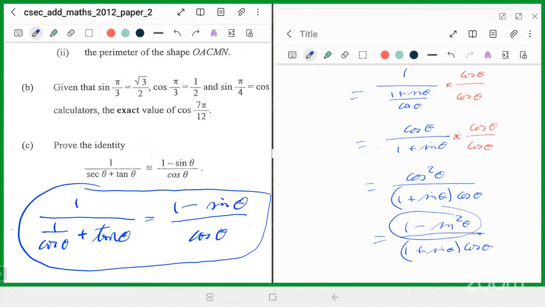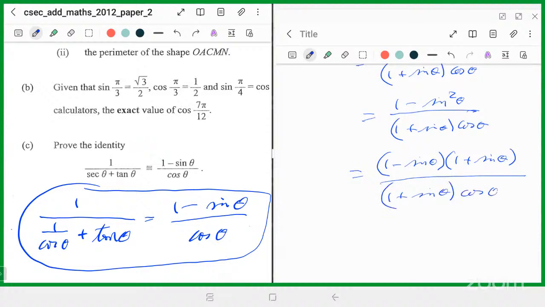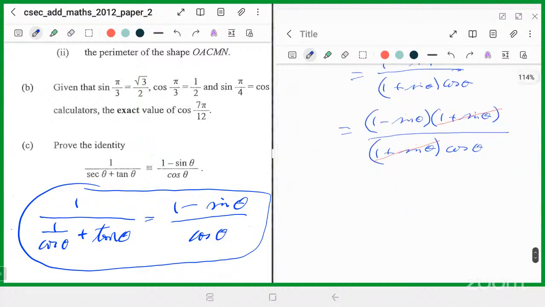And then this thing, we write out the difference of two squares. It becomes 1 minus sine theta times 1 plus sine theta over 1 plus sine theta times cos theta. So this 1 plus sine theta and this 1 plus sine theta cancel each other. We end up with the final result, 1 minus sine theta over cos theta, which is the right hand side. And that is it.